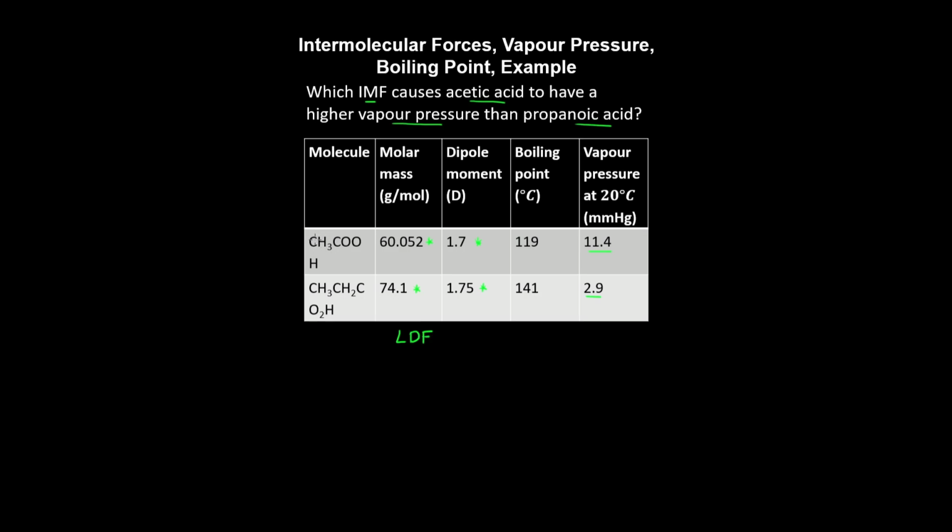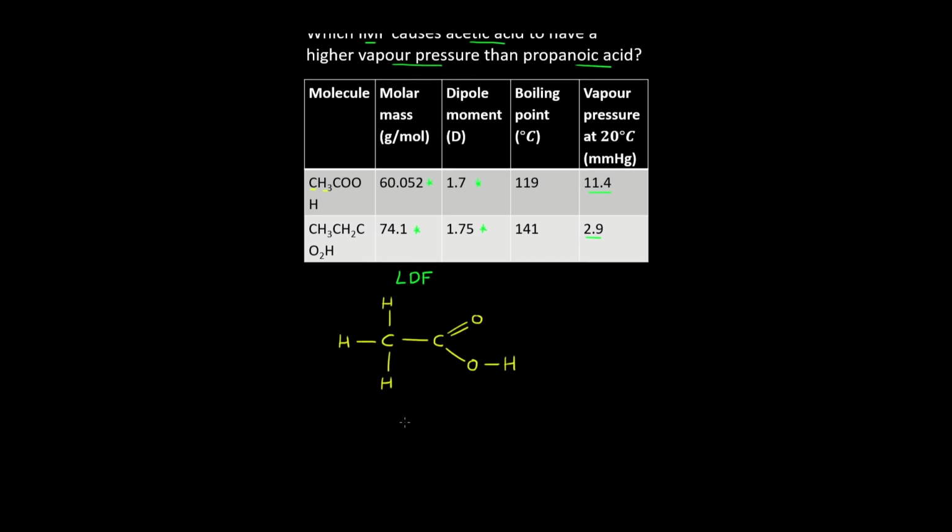And for clarity, we can draw these molecules, so just following CH3, and the carbons are bonded to each other. Then we have an oxygen double bond with another oxygen bonded to a hydrogen. And for propanoic acid, again we draw the carbons bonded to each other. And then we have H3 around one carbon, and then H2 around another, and then we have 2 oxygens and a hydrogen.